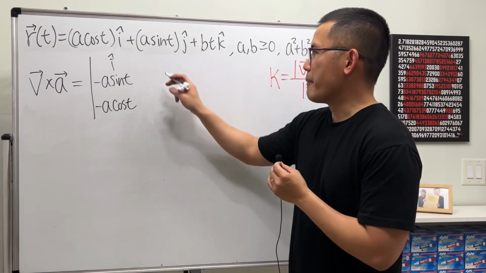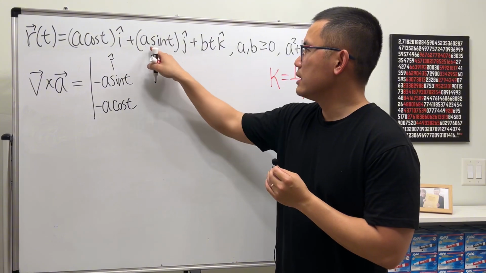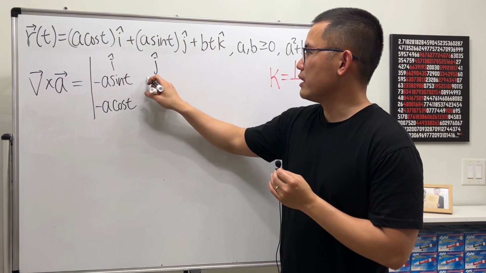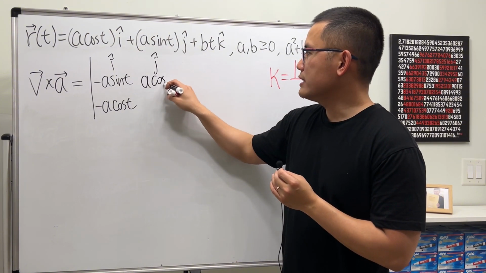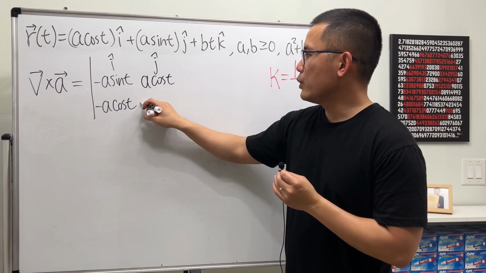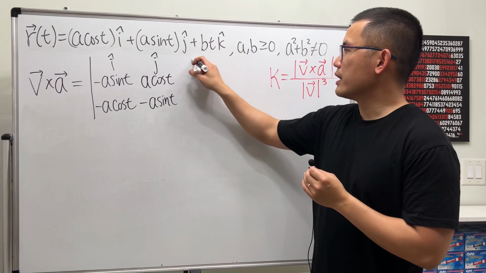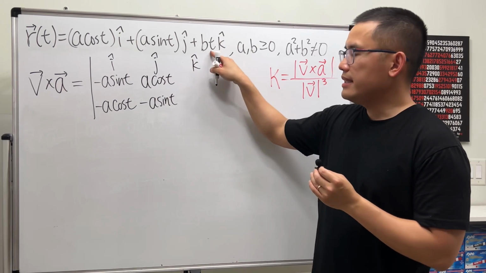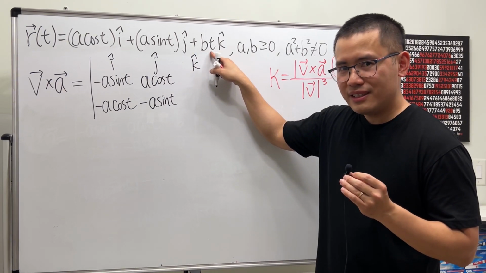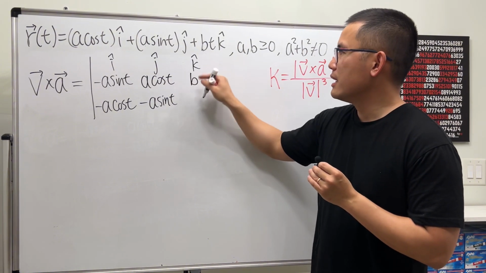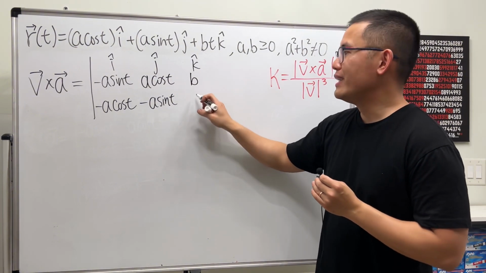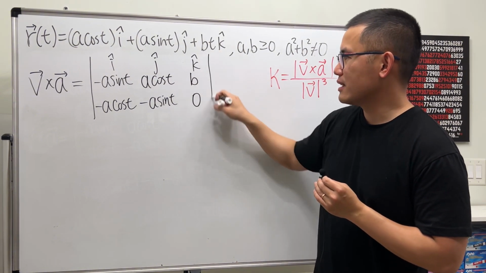And then let's do the same thing for the j component. Differentiate this, we put it here, a cosine t. Do it again, we get negative a sine t. Lastly, for the k component, take the derivative of this with respect to t, we get b. And then do it again, we get 0 because b is just a constant.